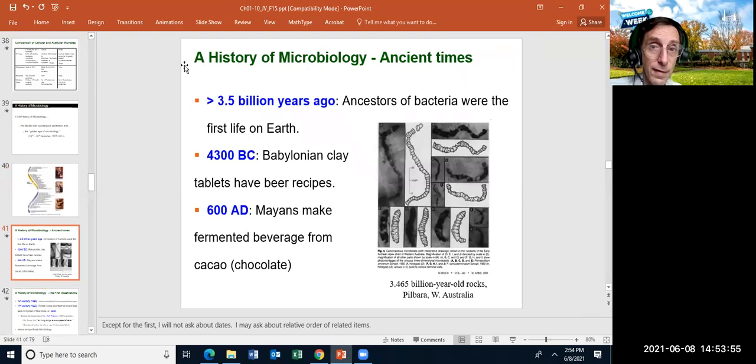So when we're talking about the history of microbiology, you should understand it goes back to ancient times. The earliest record we have of a microbe is a fossil record in the rocks which is over 3.5 billion years old. So over 3.5 billion years ago, we can find a fossil of the ancestors of bacteria. And they were the first life on Earth.